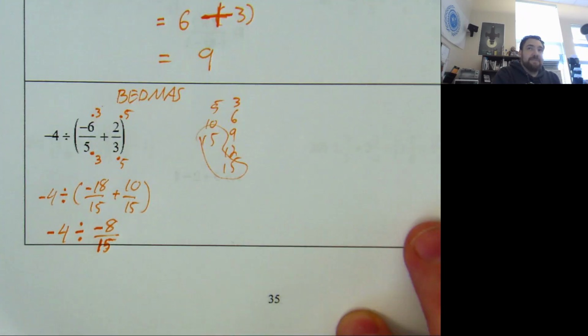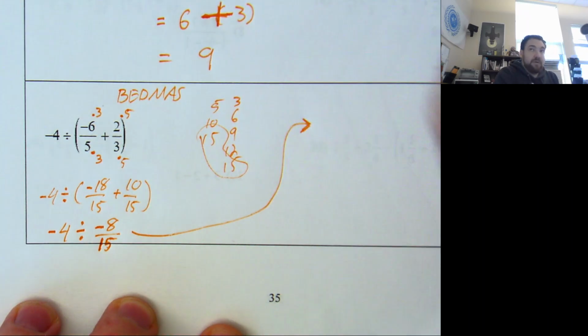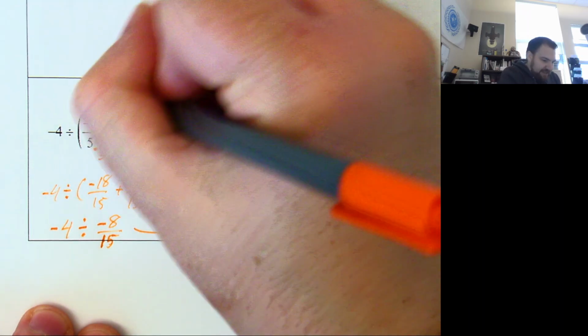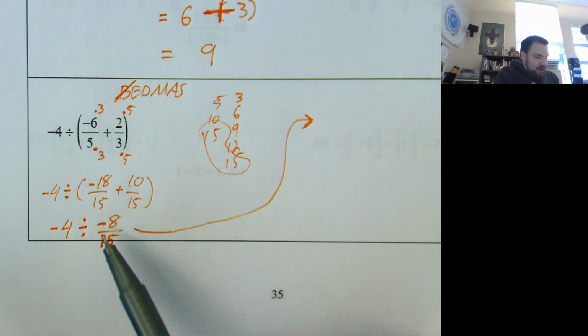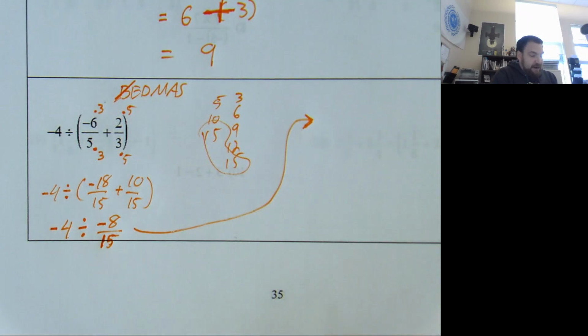And now because I'm running out of space vertically, I'm just going to go this way. So the addition has been dealt with. The brackets are done. Now what do I have? Dividing. Okay, I've got negative 4 divided by negative 8 over 15.